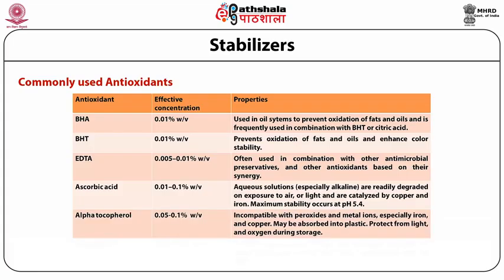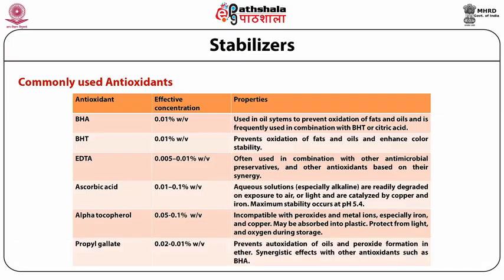Next agent is alpha tocopherol. Its effective concentration is 0.05 to 0.1% weight by volume. Incompatible with peroxides and metal ions, especially iron and copper. May be absorbed into plastic. It protects from light and oxygen during storage. Another agent is propyl gallate, used in concentration of 0.02 to 0.1% weight by volume, prevents auto-oxidation of oils and peroxide formation in ether, with synergistic effects with other antioxidants such as BHA.